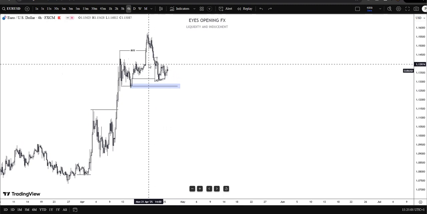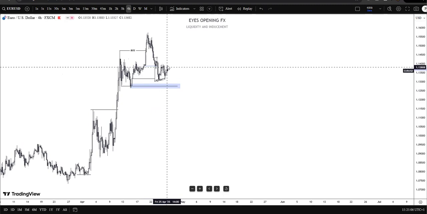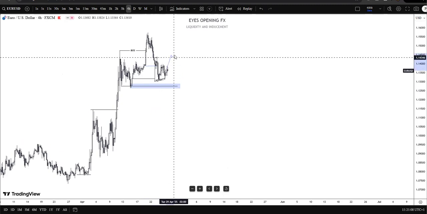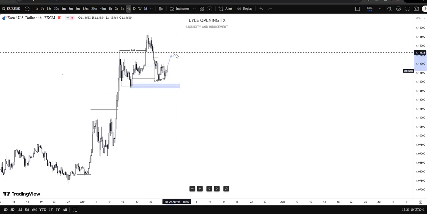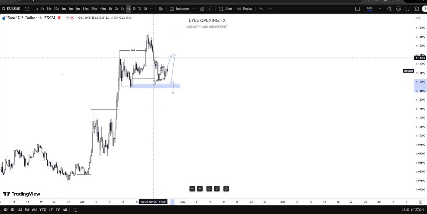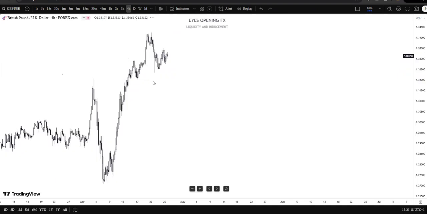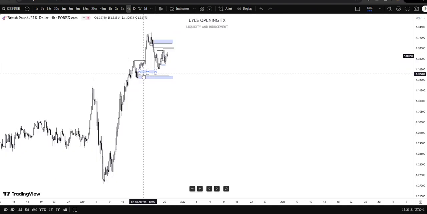Once market does this and fundamental analysis is supporting the sellers, then I would have expected a short-term pullback to the upside. Market will grab this low as liquidity, at the same time go through this point of interest, as the strong bearish expansion. So that is my view on EUR/USD.